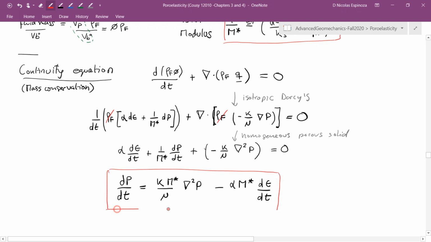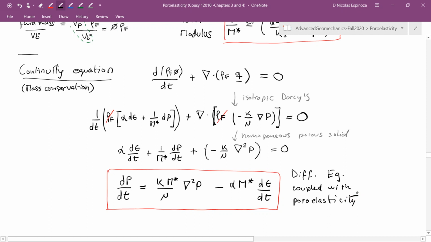This is the diffusivity equation coupled with poroelasticity. I'm just going to write this shortly. You have the full title on the top. Poroelasticity. Okay, we have the equation.